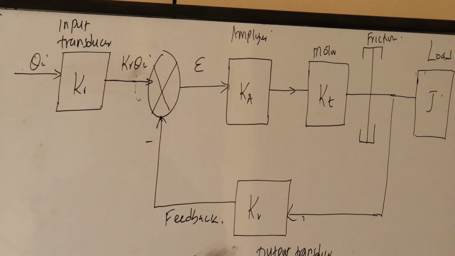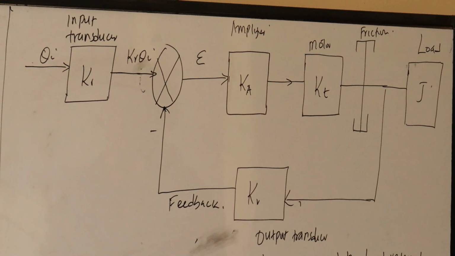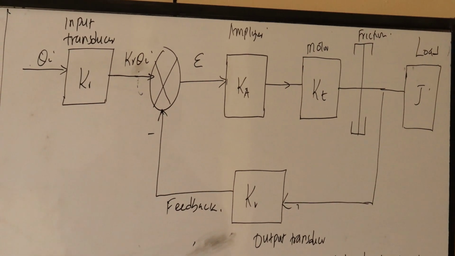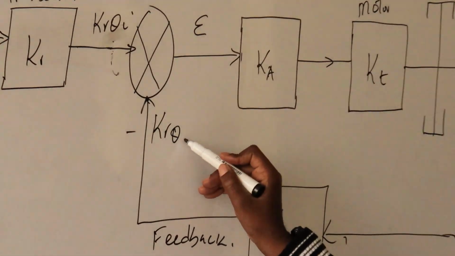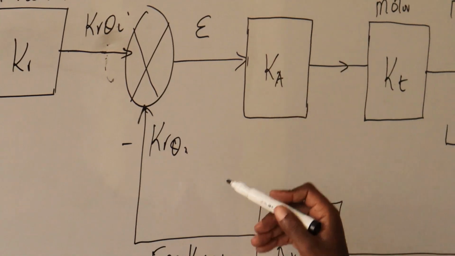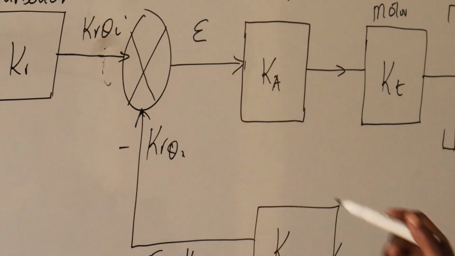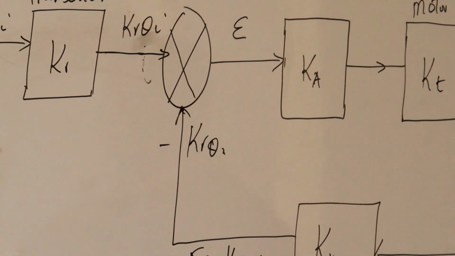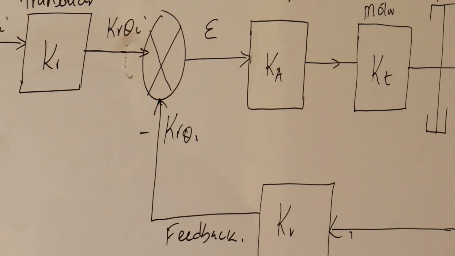So this is now the block diagram of the same system that we have. You can see that we have the Kr, that is for the input transducer. Then we have Kr theta I, and of course here we have Kr theta out. In this case, the error will be given by Kr into theta I minus theta out. That is what the error torque will be.